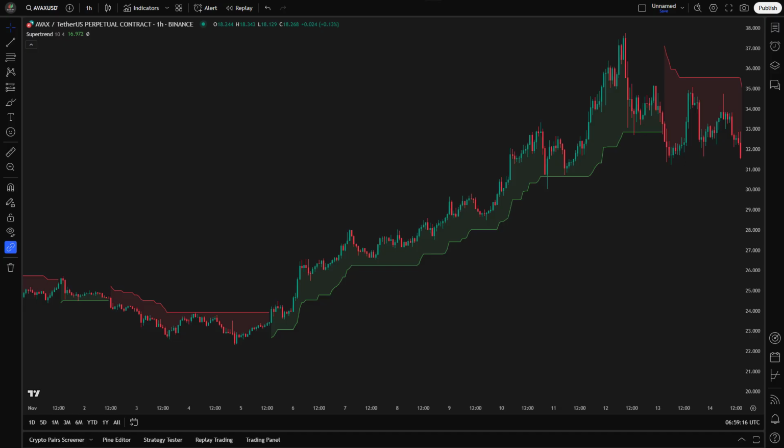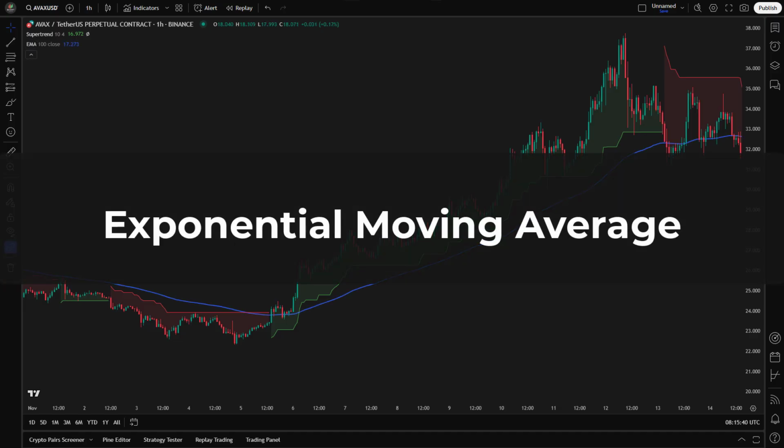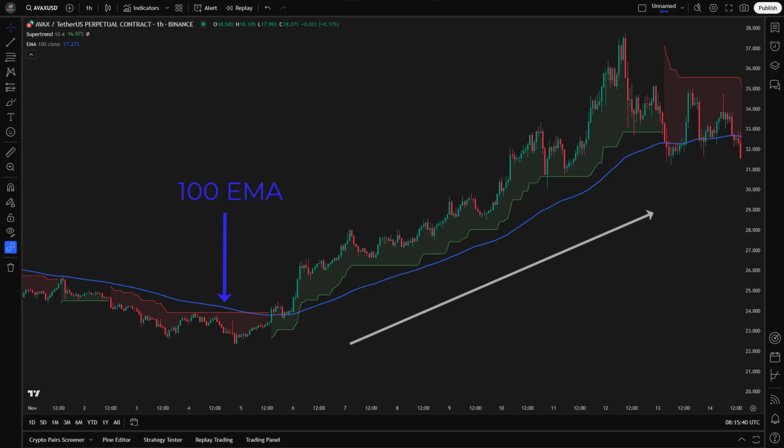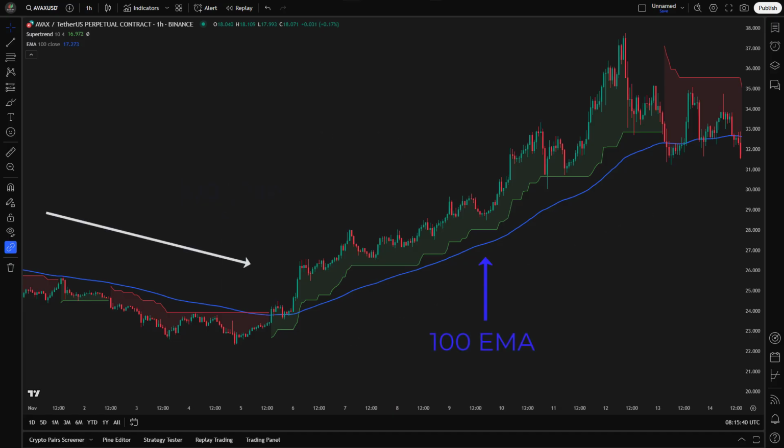We can't rely on the Supertrend alone. That's why we'll be using the exponential moving average as our trend filter. It acts as a dynamic support or resistance level, helping us stay on the right side of the market. When the price is above the 100 EMA, we consider the market to be in an uptrend and will only look for long positions. When the price is below, it signals a downtrend and we will only take short positions.